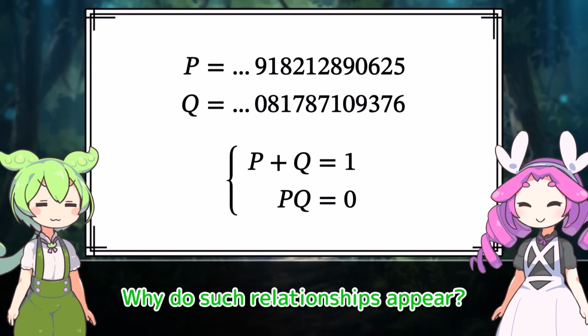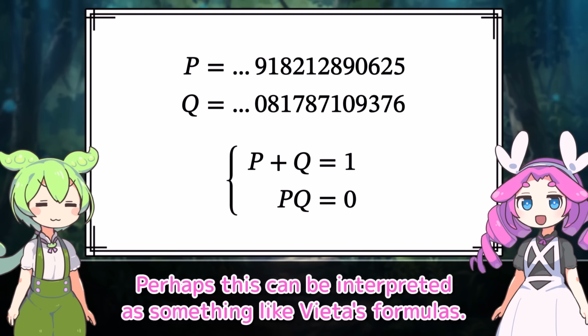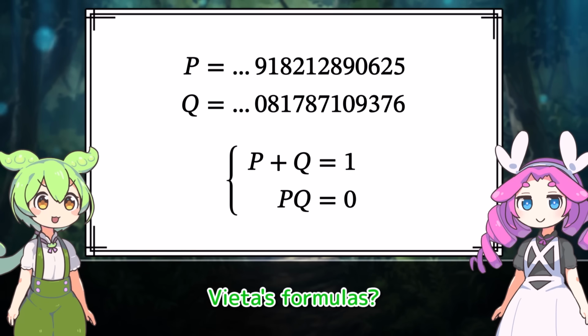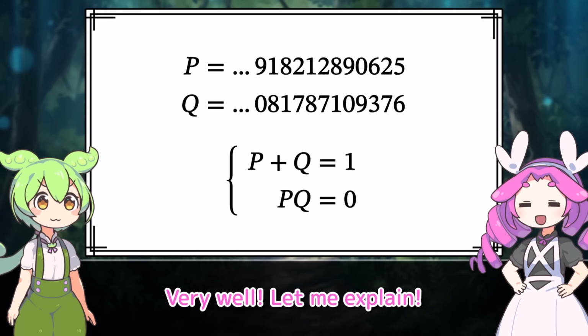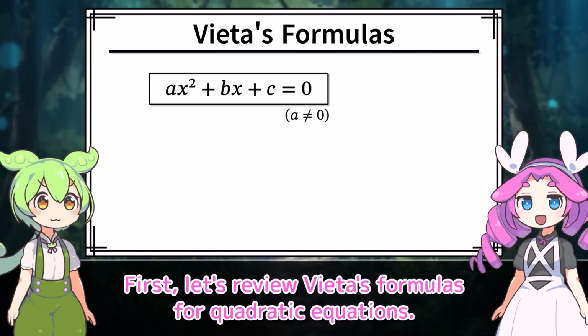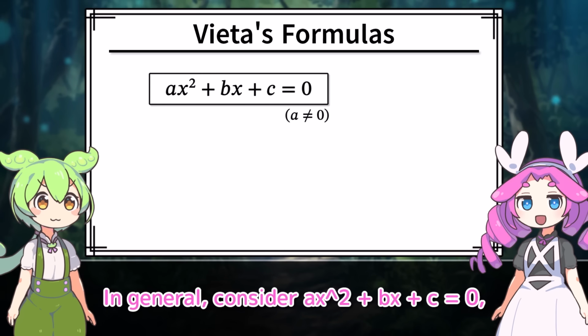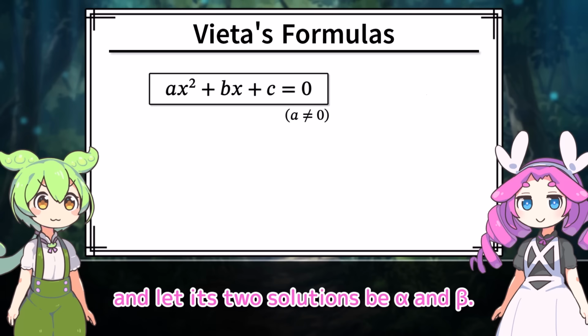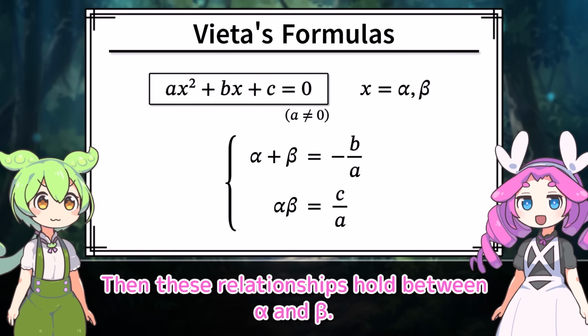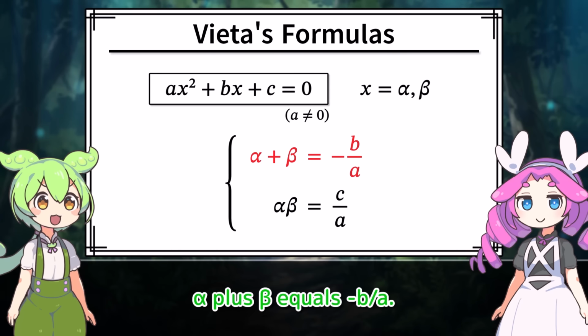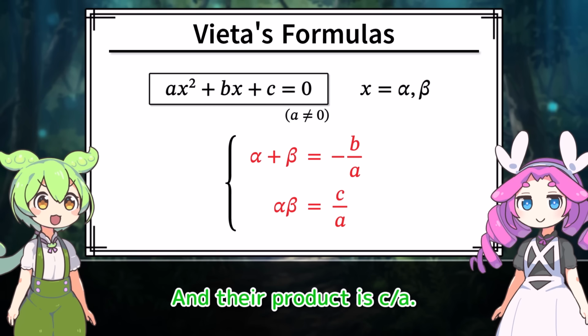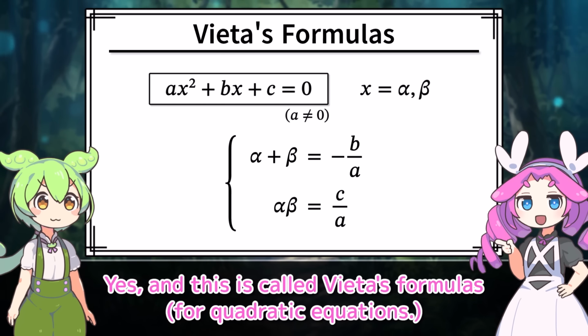Why do such relationships appear? It's mysterious. Perhaps this can be interpreted as something like Vieta's formulas. Vieta's formulas? Please explain. Very well, let me explain. First, let's review Vieta's formulas for quadratic equations. In general, consider ax squared plus bx plus c equals 0, and let its two solutions be alpha and beta. Then these relationships hold between alpha and beta. I see. Alpha plus beta equals minus b over a. And their product is c over a. Yes, and this is called Vieta's formulas.